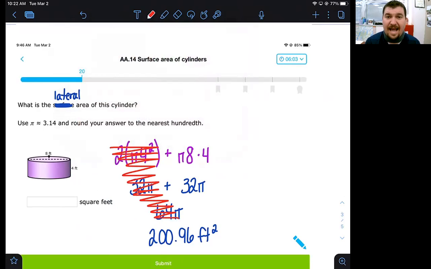If it says, what's the lateral area of the cylinder? It just wants you to do the rectangle part. So we just get 32 pi. And we obviously do 32 times 3.14. Okay. So if it just says lateral area, do not do the 2 circle sides. That's what you would do if it just says surface area.